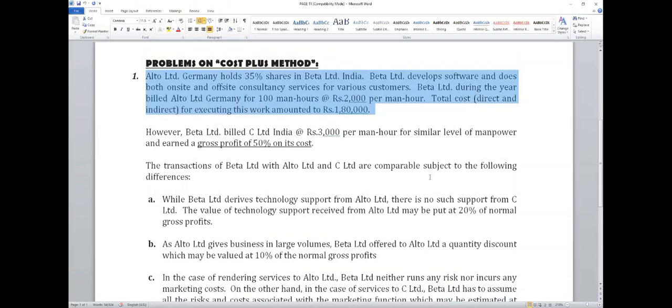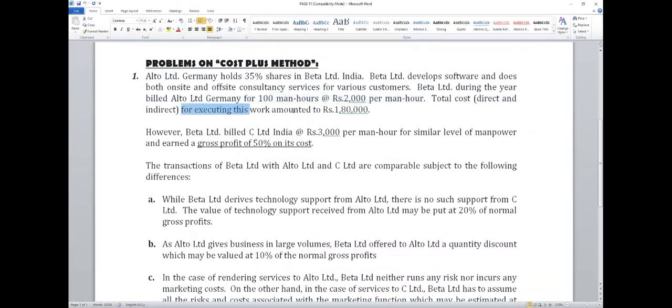Alto Limited and Beta Limited is associated enterprises. Okay. So Beta Limited develops the software and they are supplied to the associated enterprises as well as other companies also. Correct. Okay. So Beta Limited during the current year they build on A Limited for 100 man hours, rupees 2,000 per man hour. They charge it. So 2 lakhs, sir. Yes, 2 lakhs.